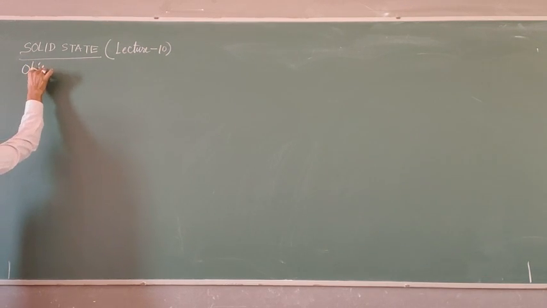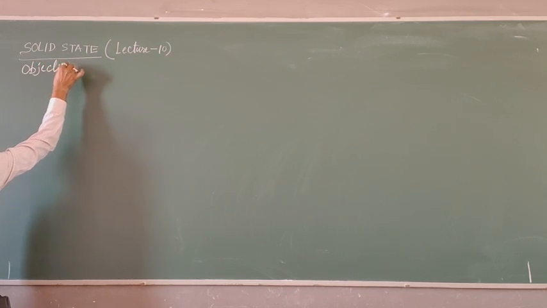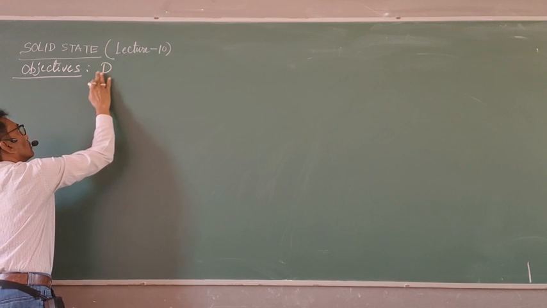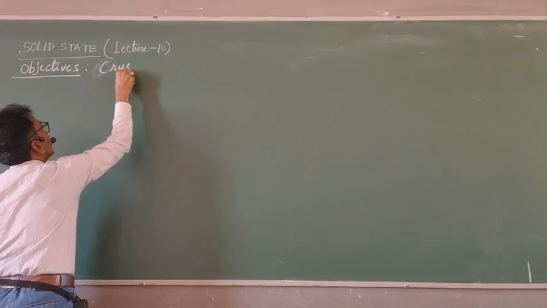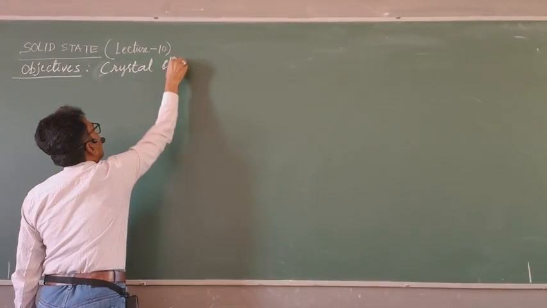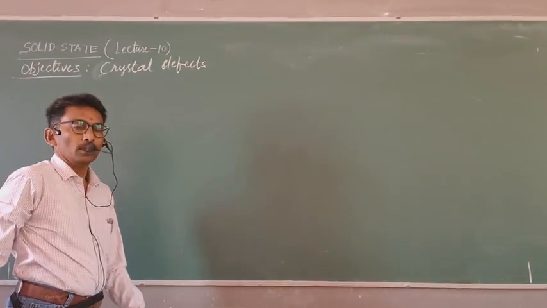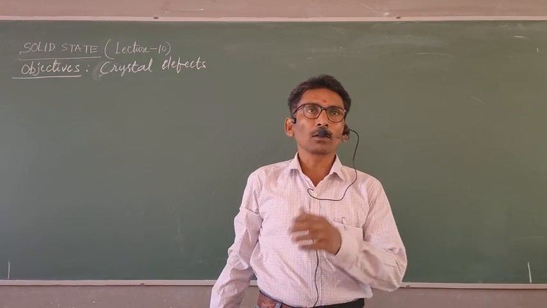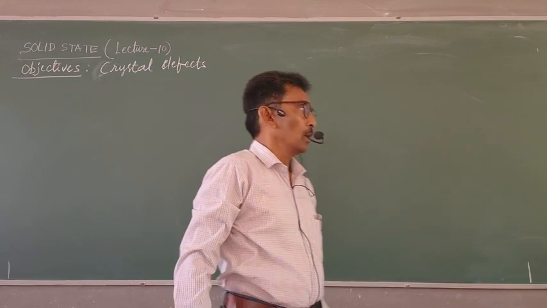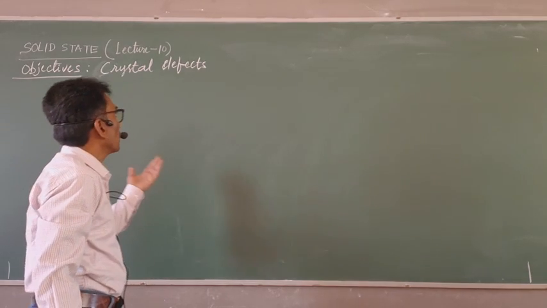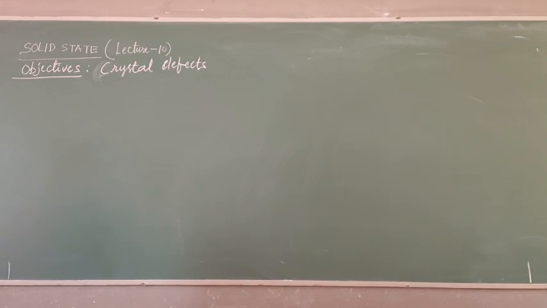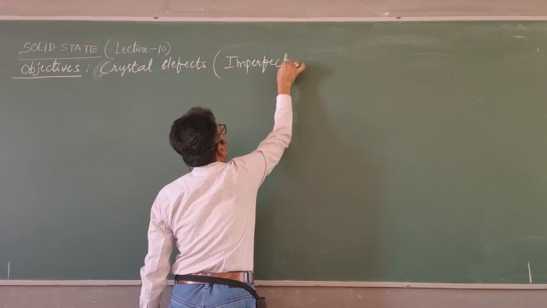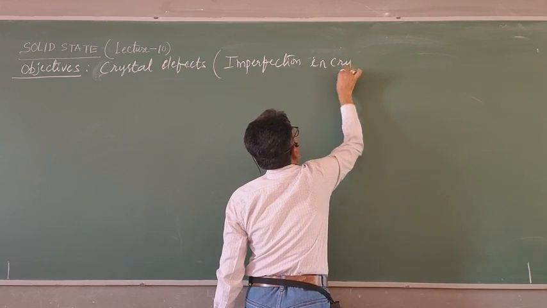The objective of this video is crystal defects. Crystalline solids have two types of arrangement of the particles: long range order and short range order. Even though proper care is taken, they may deviate from their positions, and that leads to imperfection in solids, known as crystal defects, nothing but imperfection in crystalline solids.